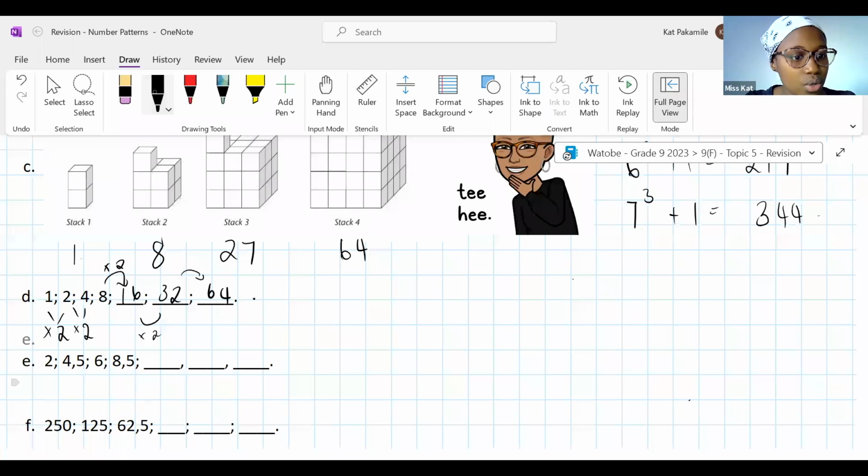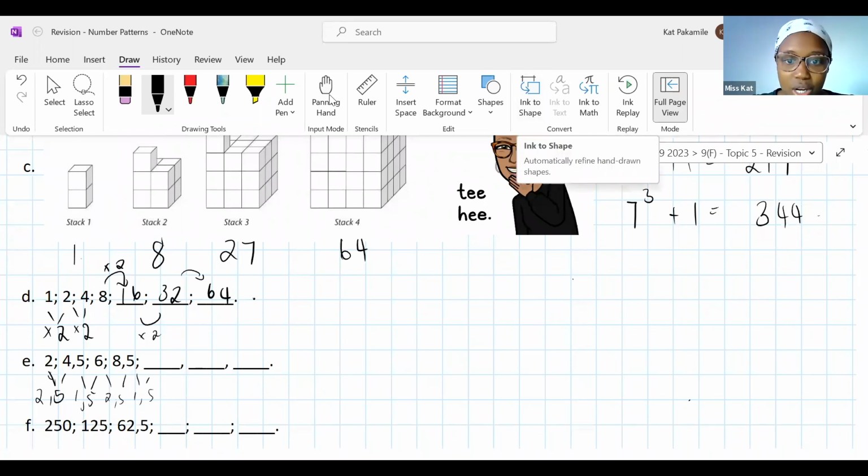2 to 4,5. What are you adding? So if we go from 2 to 4,5, we're adding 2,5. Okay? From 4,5 to 6, we're adding 1,5. And then we go back to adding 2,5. So then we have to add 1,5. So tell me, guys, what is 8?